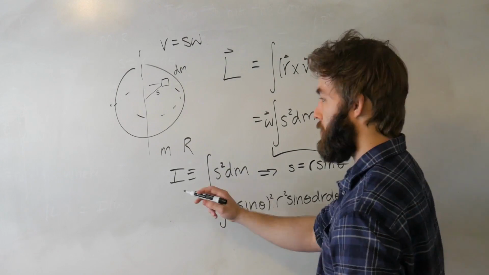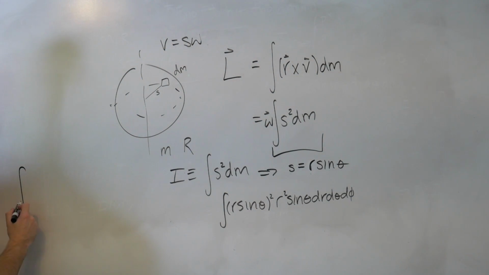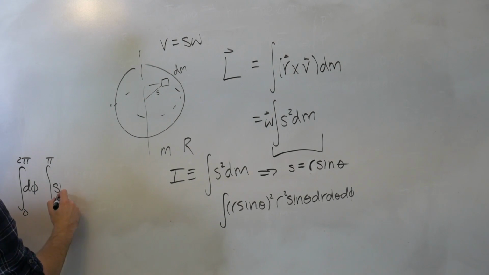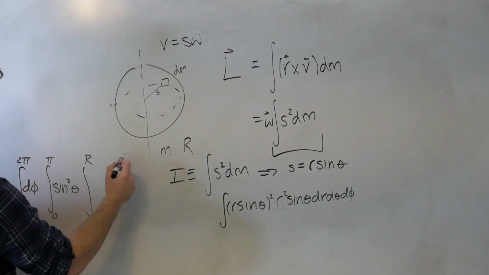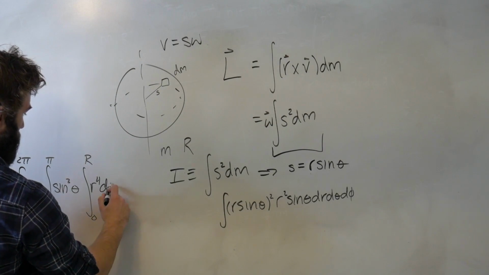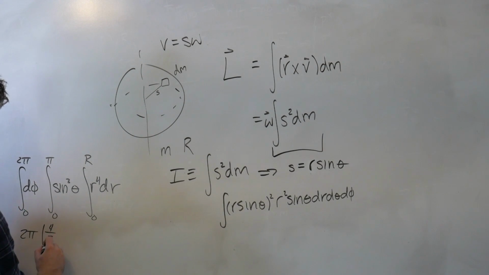Where's the rest spot? Let's go over here, I suppose. Can you see this? Yes, you can. Okay, so this integral just simplifies to, we got an integral from 0 to 2 pi d phi, integral from 0 to pi of sine cubed of theta, integral 0 to big R, because that's our radius, of r to the 4th dr. So this gives us a factor of 2 pi. This gives us a factor of 4/3. This gives us a factor of R to the 5th over 5.